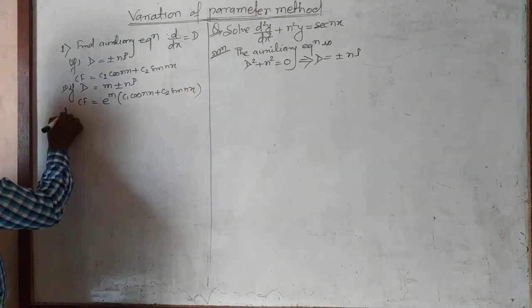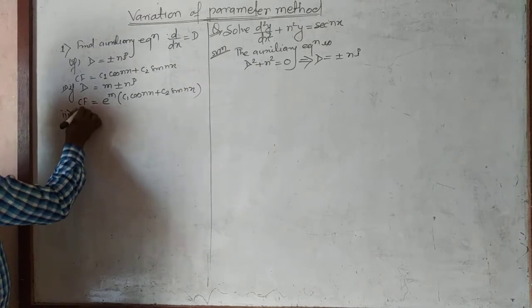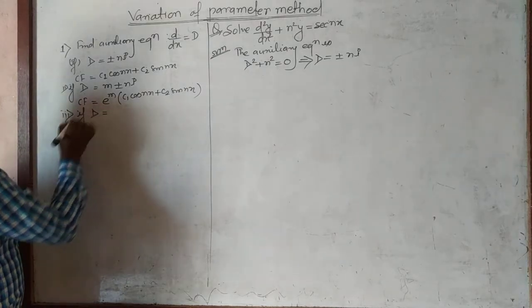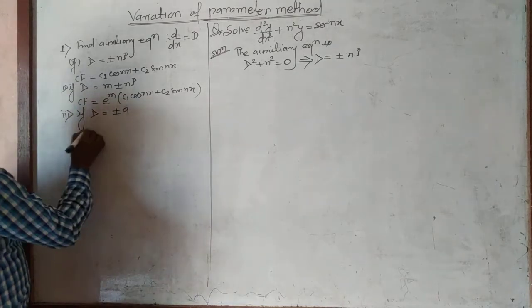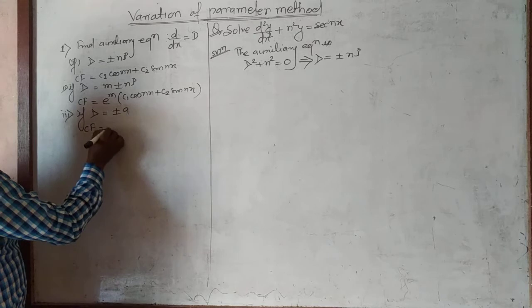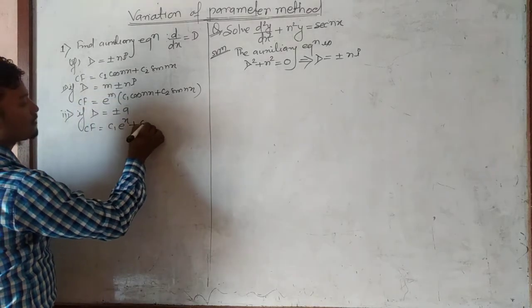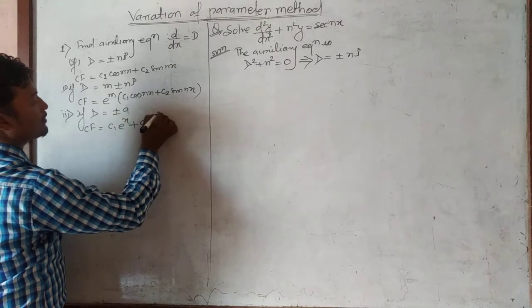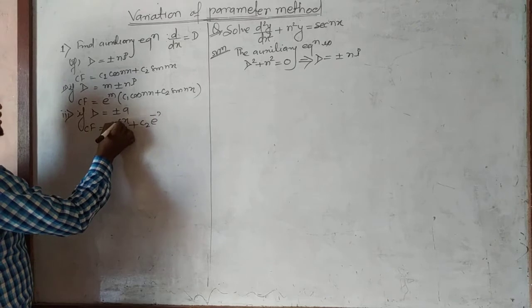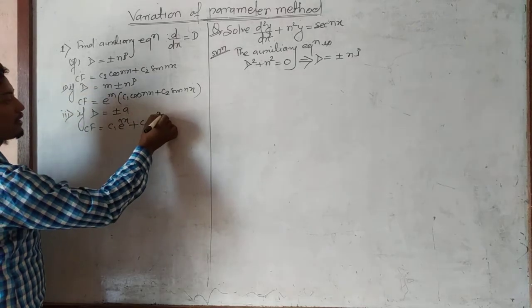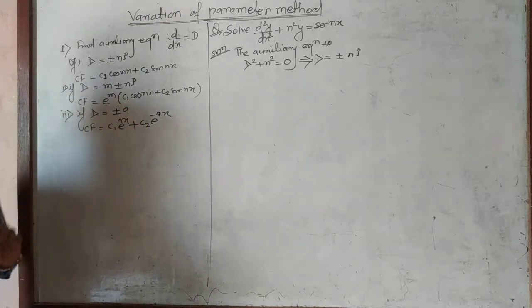Third case, if the value of D is equal to plus minus a, then our CF will be C1 e to the power ax plus C2 e to the power minus ax. It means whichever number is here, we have to write that number.